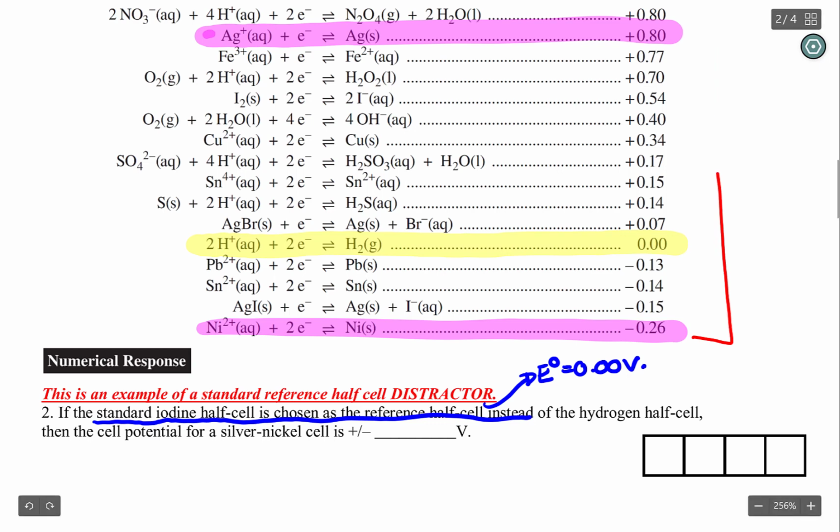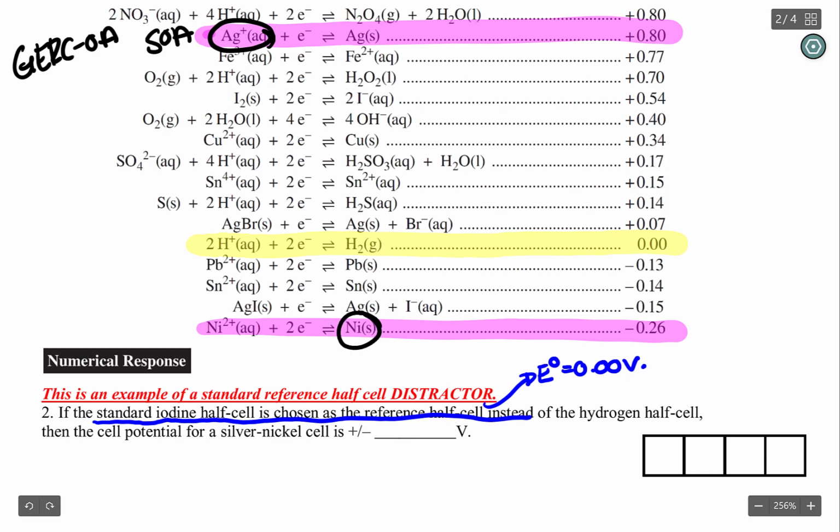Now, I'm just going to use these highlighted half reactions just to make sure we understand what the anode and cathode is so we can finish the question. So silver is the strongest oxidizing agent. This would be gain of electrons, reduction, cathode, OA. The nickel would be the SRA. This is a spontaneous reaction because the OA is above the RA. This would be losing electrons, undergoing oxidation at the anode.